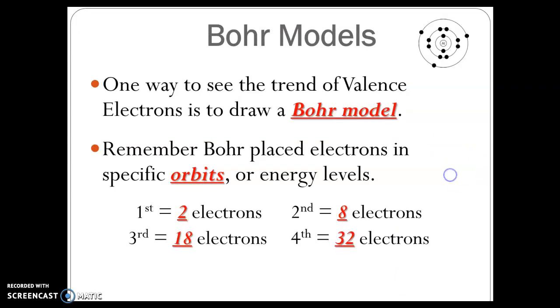Bohr models, as we did in our little research, we discovered that Bohr model is the best way to represent an atom. Well, one of the ways to represent an atom. So one way to see the trend of valence electrons is to draw a Bohr model. So remember, Bohr placed electrons in specific orbits or energy levels. The first energy level only has 2 electrons, the second has 8, and the third has 18. And we're not going to get past the third, at least not in this class.